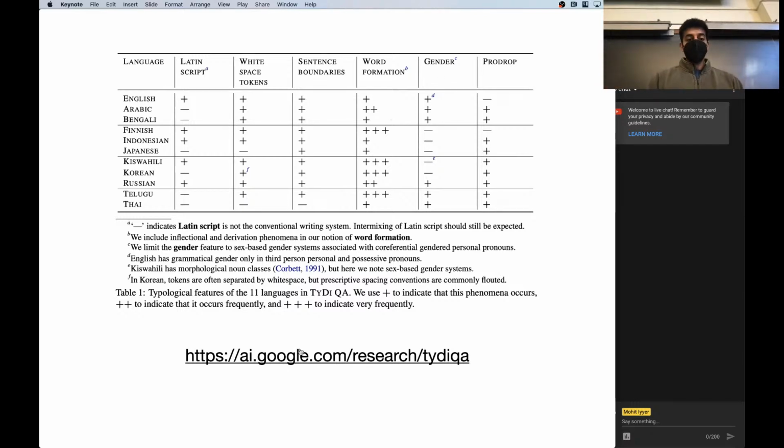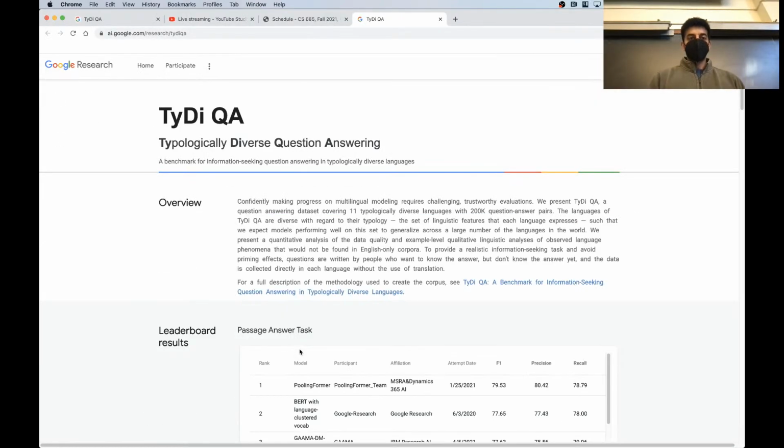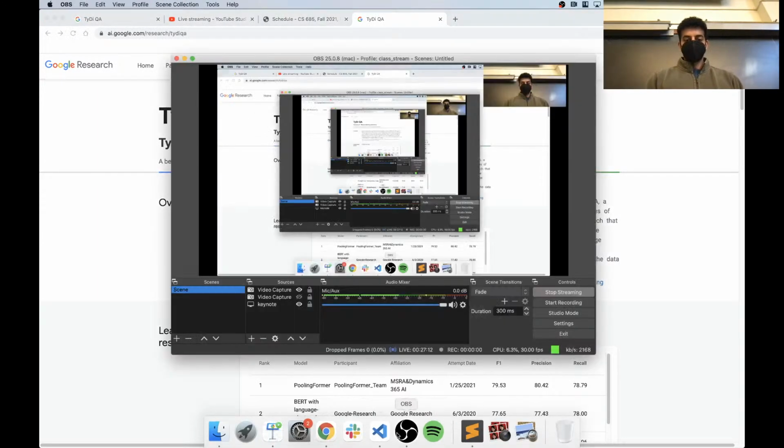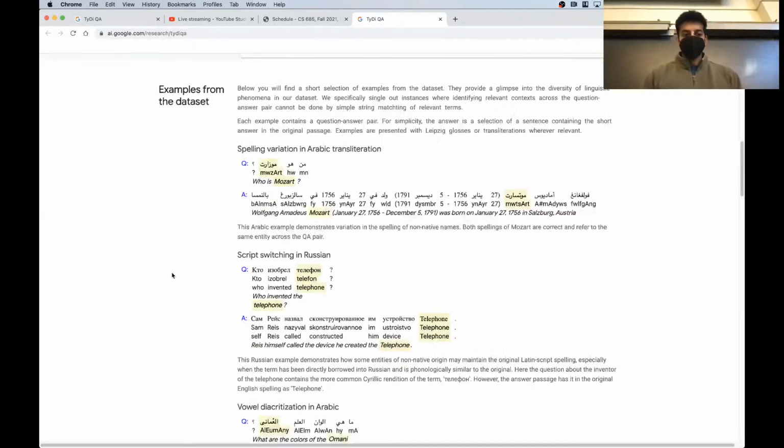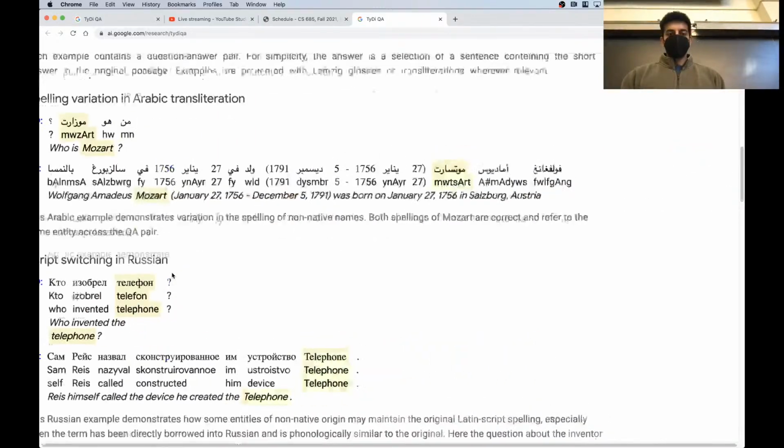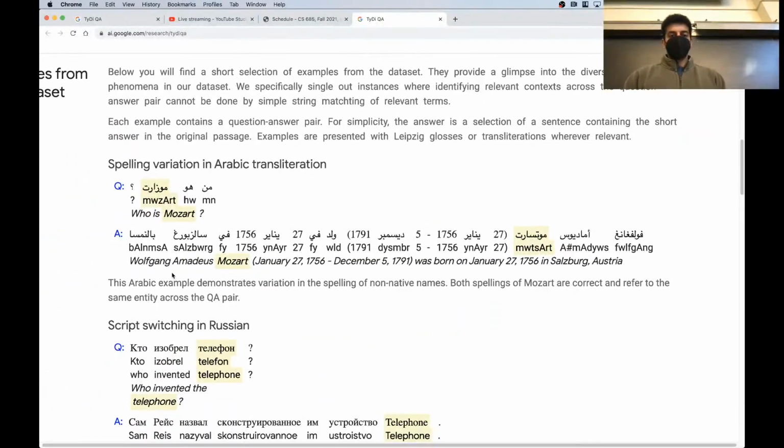So on their website, I assume this is visible, okay, yes. On their website, they have some neat examples of interesting phenomena in this data set.